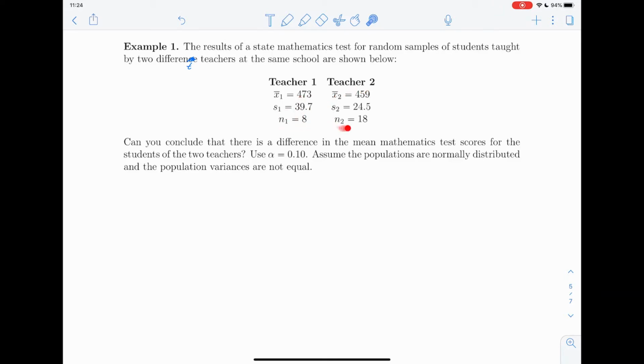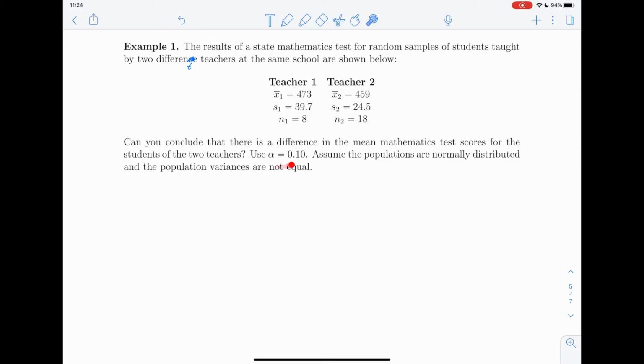And teacher 2 had slightly different data, but of course a higher sample size as well. However, we note that neither sample size is larger than 30, so we're going to hope that these populations are normally distributed. The question is, can we conclude that there is a difference in the mean mathematics test scores for the students of the 2 teachers? Here we only sampled a few of their students. The question is, is the population mean different as well?